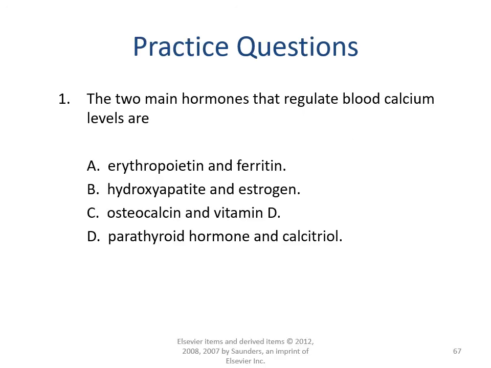All right, so let's take a look at some practice questions. The two main hormones that regulate blood calcium levels are, and this is D, parathyroid hormone and calcitriol. Remember that once activated, calcitriol, or 1,25-dihydroxycholecalciferol, is considered a hormone once it's fully activated. So that is answer choice D.